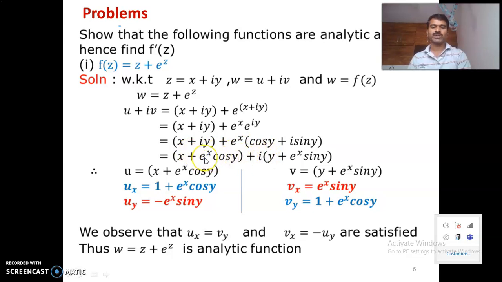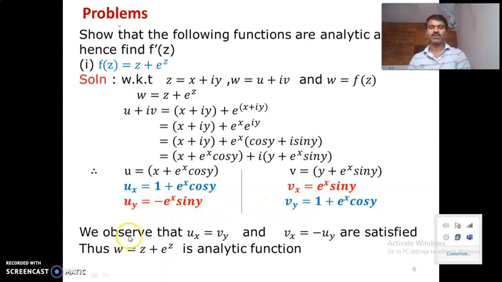So u plus iv, where u is this and v is y plus e power x sin y. You can differentiate with respect to x and y here, and we get this. Then you can differentiate again with respect to x and y in v, and we get these relations.